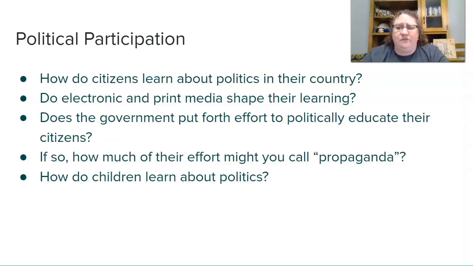And media, as we said, is a big part of that. When we're thinking about our CG6, how is the media controlled in the different countries that we studied? The countries that have the most control over their media are going to be our authoritarian regimes: China, Russia, and Iran.